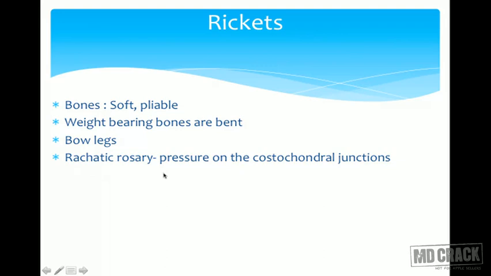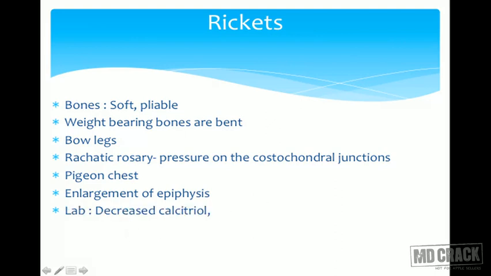Why? Because the ribs also become soft, and when they are continuously undergoing pressure due to respiration at the costochondral junction, there will be a problem, and this will lead to prominent formation of the costochondral junction, and this is called rachitic rosary because of the pressure on the costochondral junctions. It can also result in pigeon chest and enlargement of the epiphysis. In the lab when we check in rickets, there will be decreased calcitriol, vitamin D is decreased, and increased alkaline phosphatase.